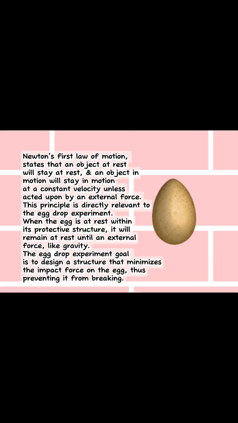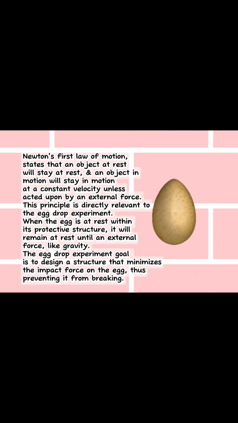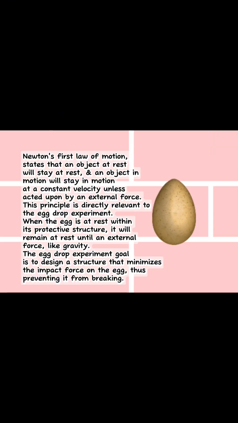Newton's first law of motion states that an object at rest will stay at rest, and an object in motion will stay in motion at a constant velocity unless acted upon by an external force. This principle is directly relevant to the egg drop experiment. When the egg is at rest within its protective structure, it will not remain at rest once an external force, like gravity, acts on it. The goal of the egg drop experiment is to design a structure that minimizes the impact force on the egg, thus preventing it from breaking.